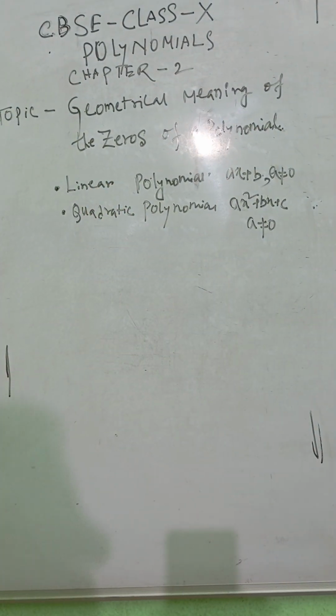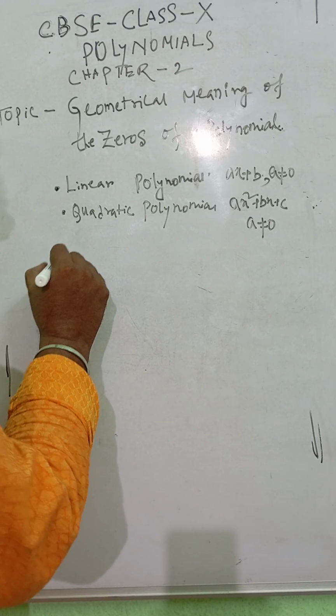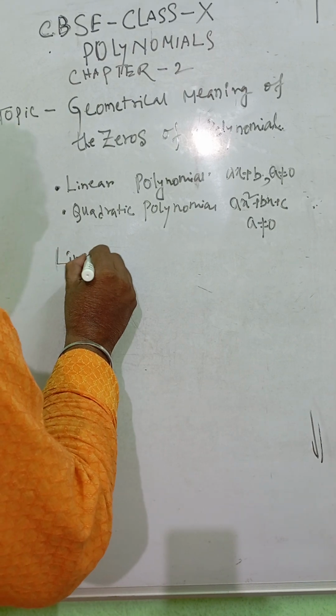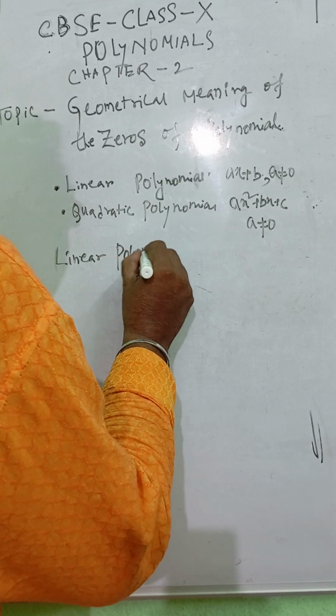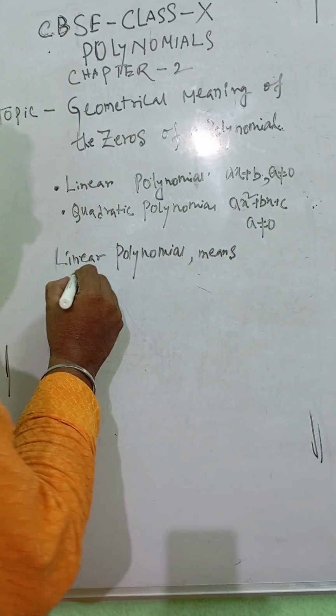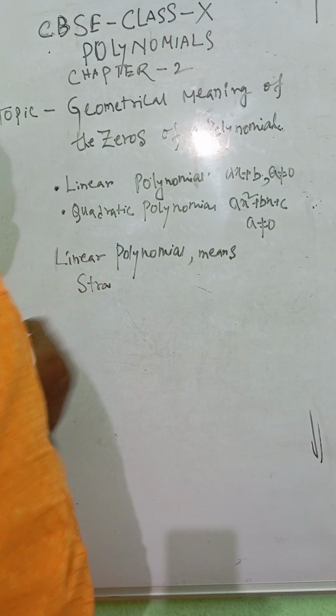Now, in our syllabus we basically have two types of polynomials. One is linear polynomials and the other is quadratic polynomials. Linear polynomial means a straight line.